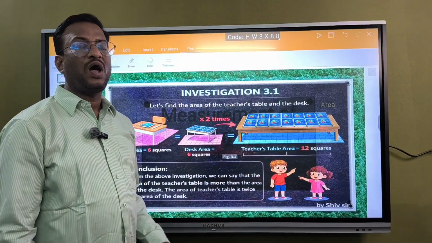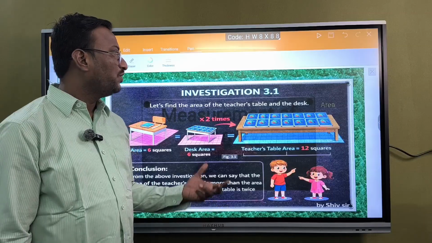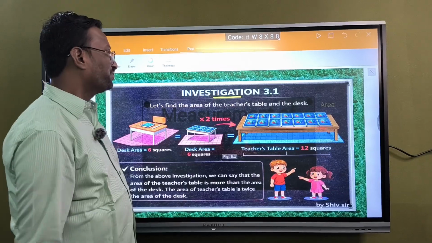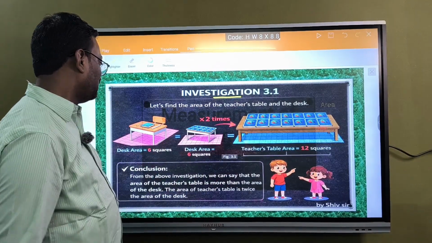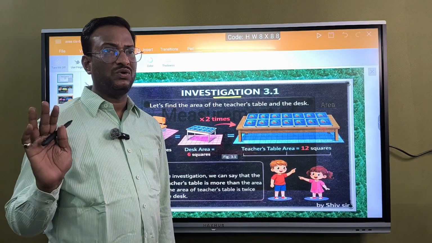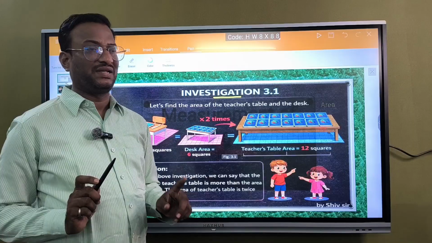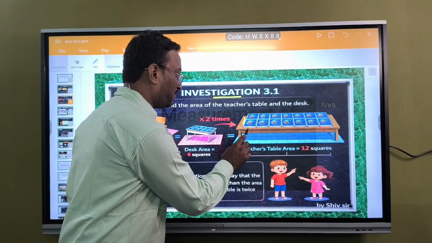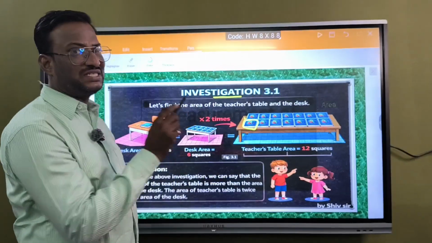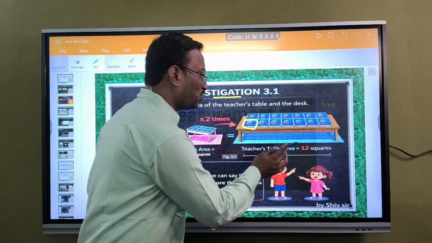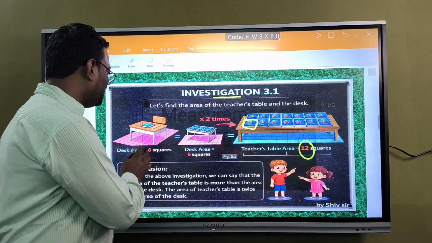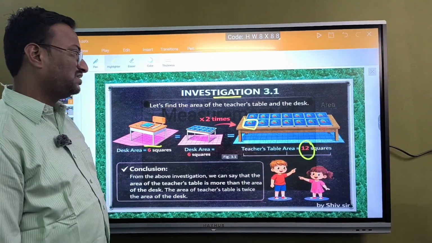In order to understand area, we have an investigation. We have to find the area of the teacher's table and the desk. Both the areas should be found out. In order to find those areas, we need some measurement. We have chosen a book as a measurement. For example, consider that the book is square in shape and it occupies 12 squares on the teacher's table. And this desk occupies 6 squares.